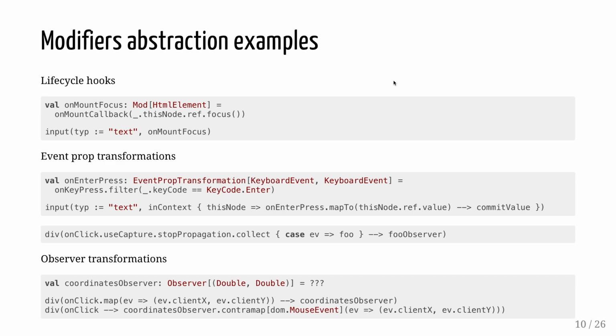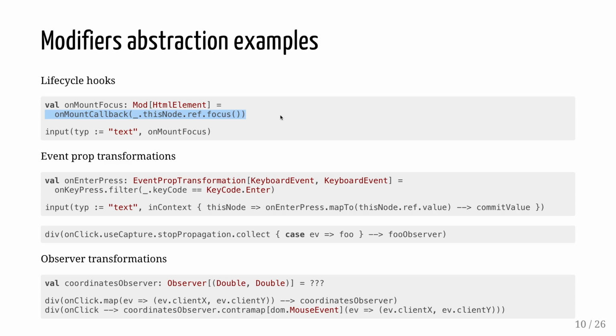Modifiers in Laminar are so much more than just attribute value pairs. They're very diverse and very useful and very flexible and customizable. For example, this onMount focus modifier that we used to focus an element on mount, it's built into Laminar, but if it wasn't, you could trivially implement it yourself because it's just this one line, there's nothing else to it. It just uses a lifecycle hook in the most straightforward way possible.